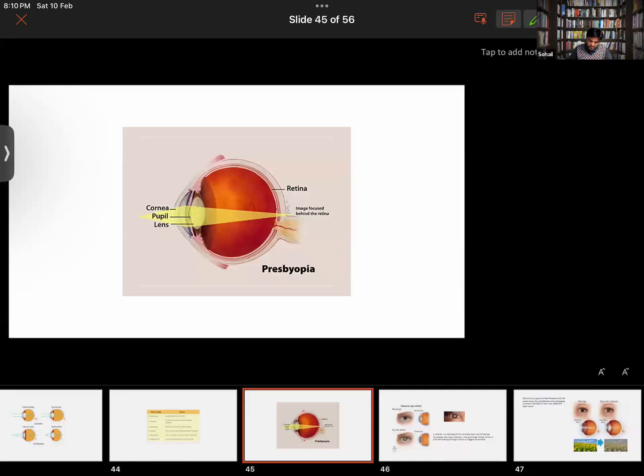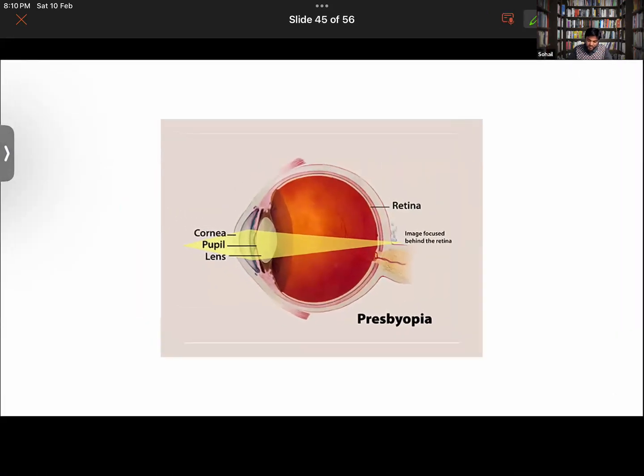Look at the case of presbyopia also, which I was telling you about earlier: the focusing power has reduced in this case also. It is focused behind the retina. So that is also one of the problems here. And how do we correct this also? It's a convex lens. We will be using a convex lens.